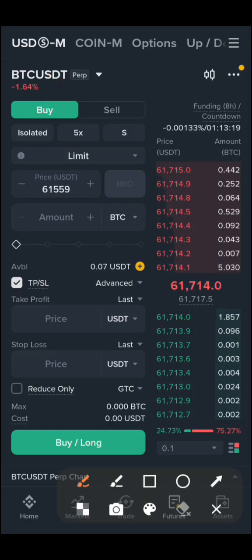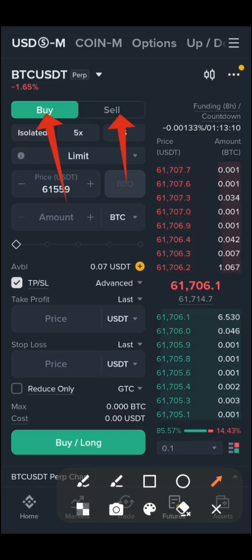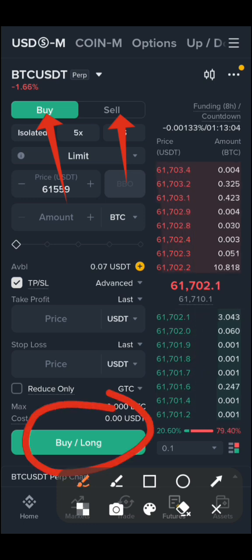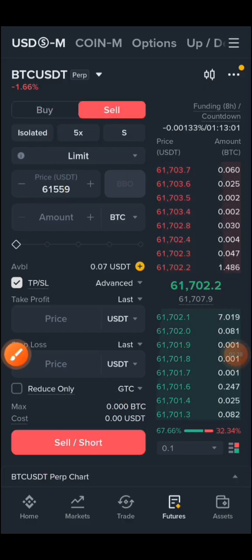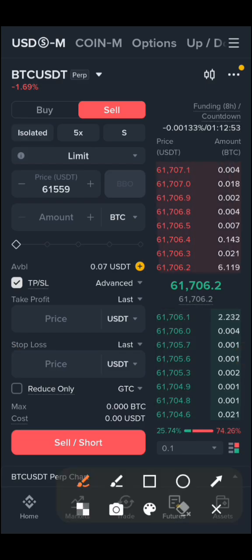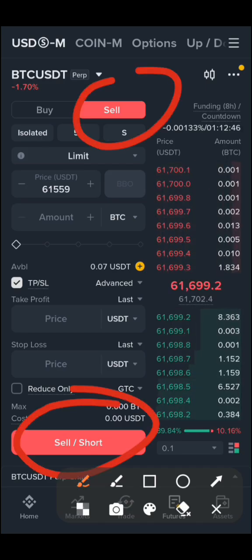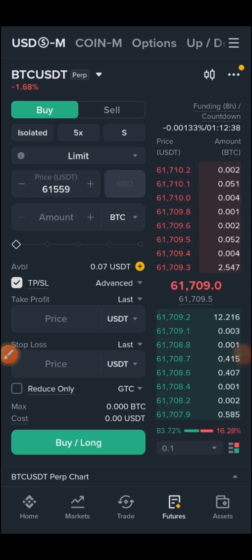Now, right here we have buy and sell. You can take a look. Whenever you go with buy, as you can see right here, we have buy long. That is when you're expecting the market to go upwards. And when you go with sell, that is when you're expecting the market to go downwards or drop. So when you go with sell short, always you're expecting the market to drop downwards. And buy, I told you, you're expecting the market to go upwards.